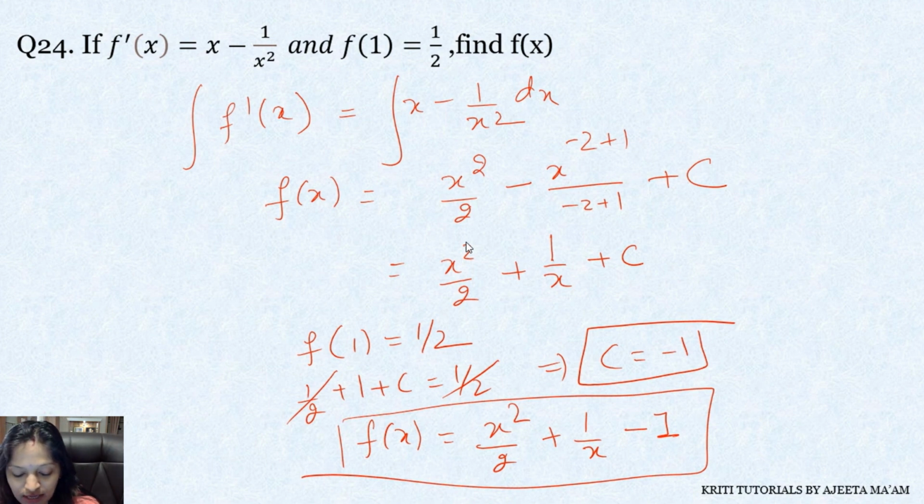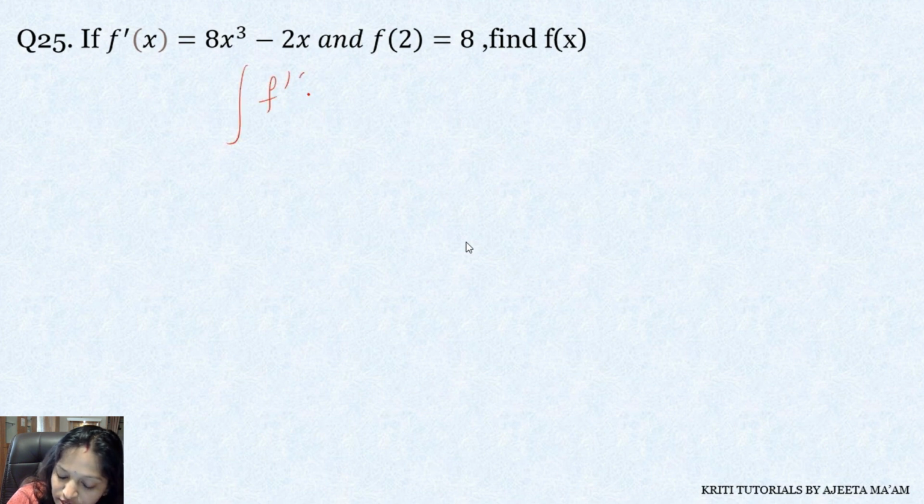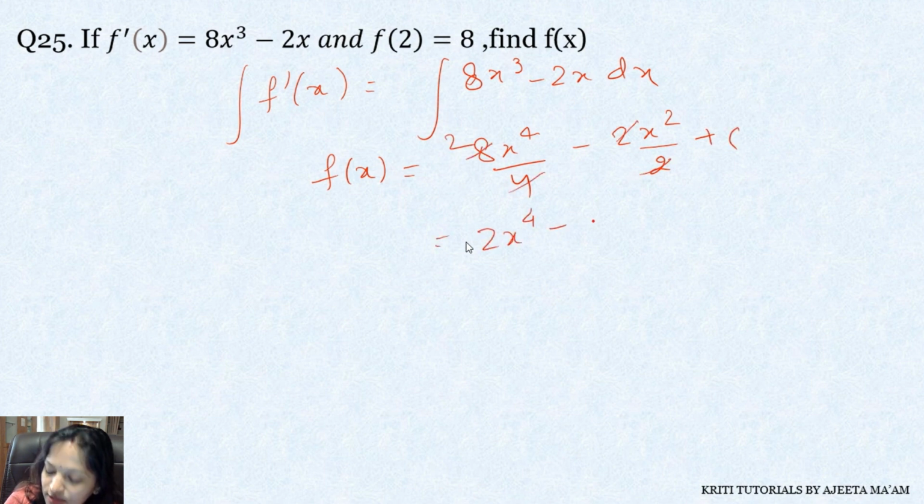Now let's move on to the next. Again the same concept based. Now I think everyone can do it. Let's integrate it first. So f dash x is 8x cube minus 2x, integrate dx. So this is f(x). Here what will you get? x raised to 4 by 4, 2x square by 2, plus c. So this cancels out, this cancels out. So we get 2x raised to 4 minus x square plus c.